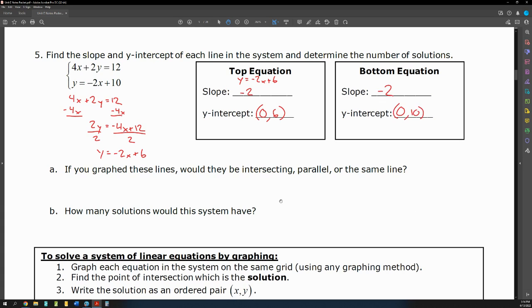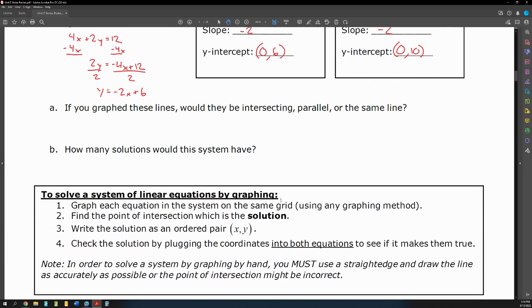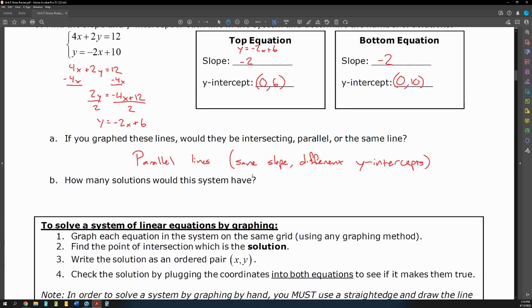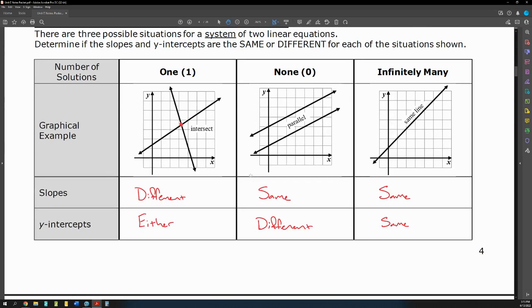We're not going to graph them, but if we did, would they be intersecting, parallel, or the same line? Well, they have the same slope, both -2, but different y-intercepts. So that tells us that these lines would be parallel, meaning they have the same slope but different y-intercepts. So how many solutions would this system have? Well, we know that parallel lines have 0 solutions.